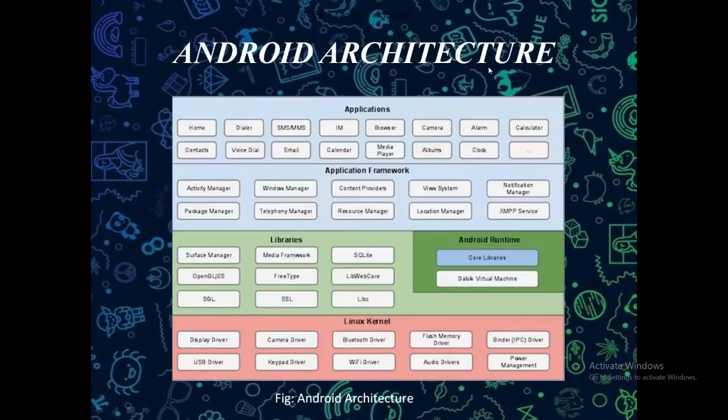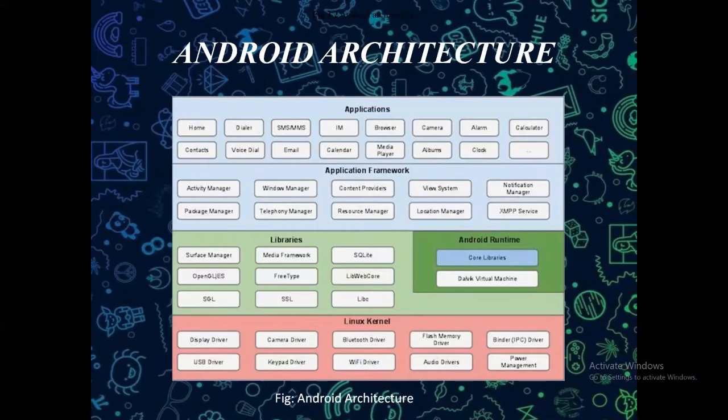And next is the Android architecture. The Android architecture system is divided into 5 layers. The application layer of Android OS is visible to the end user and it consists of user applications.